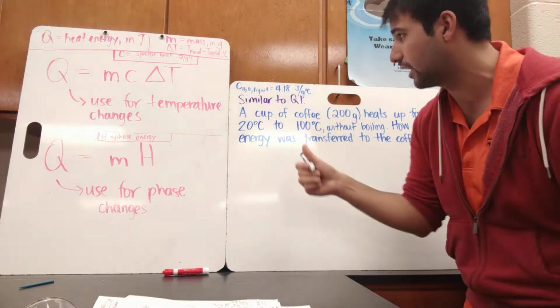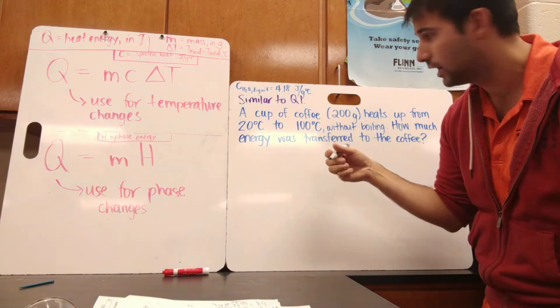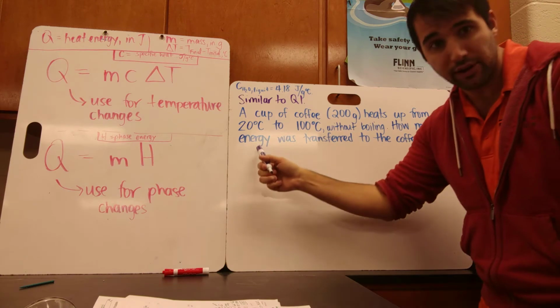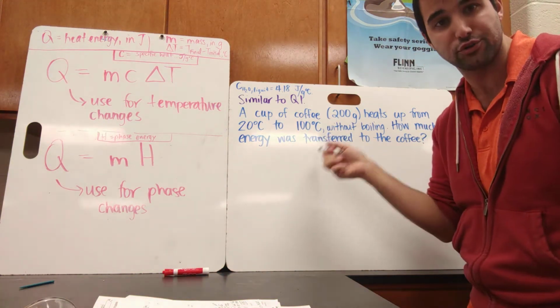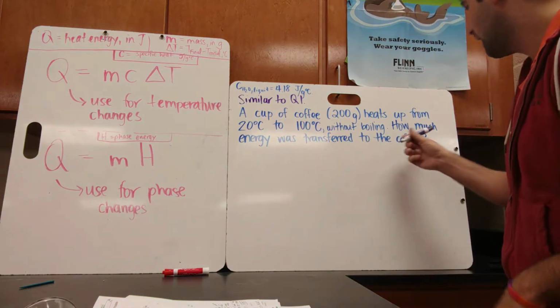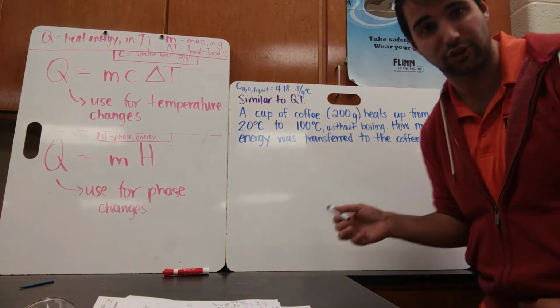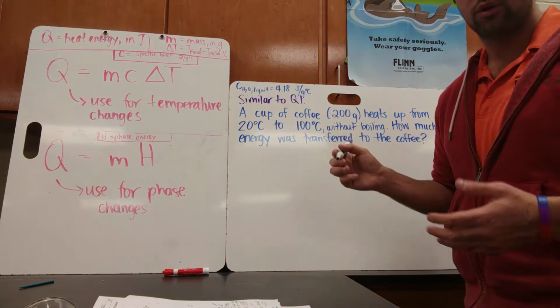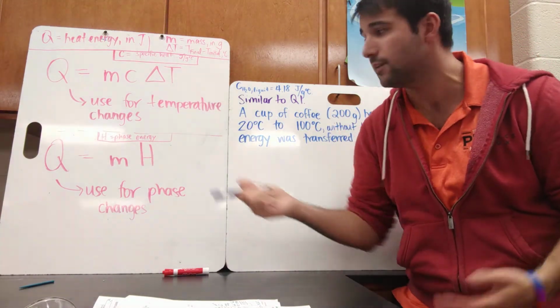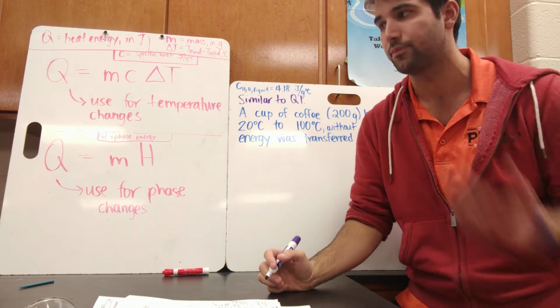So this question says, a cup of coffee, 200 grams of it, heats up from 20 degrees Celsius to 100 degrees Celsius without boiling, so no phase change. How much energy was transferred to the coffee? So, which of these equations am I going to use? Q equals mc delta T or Q equals mH?